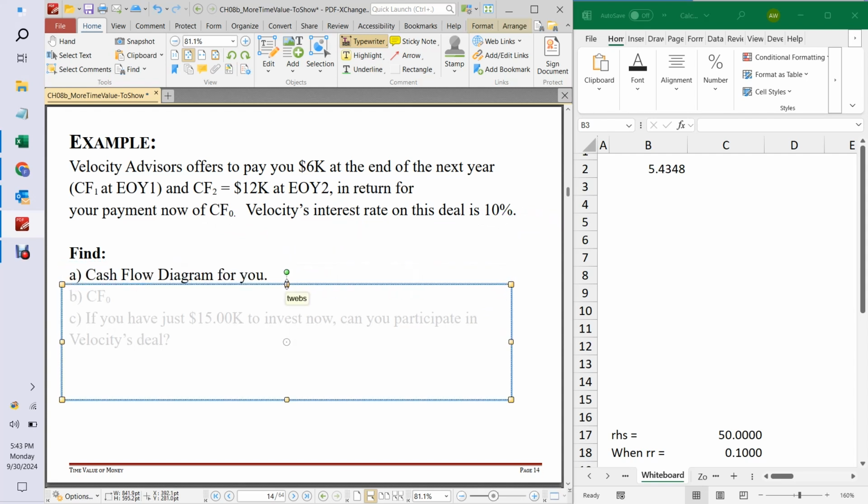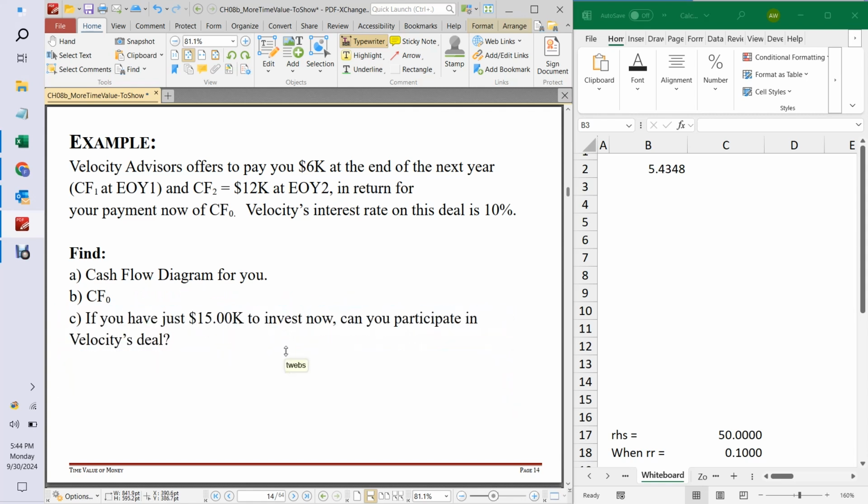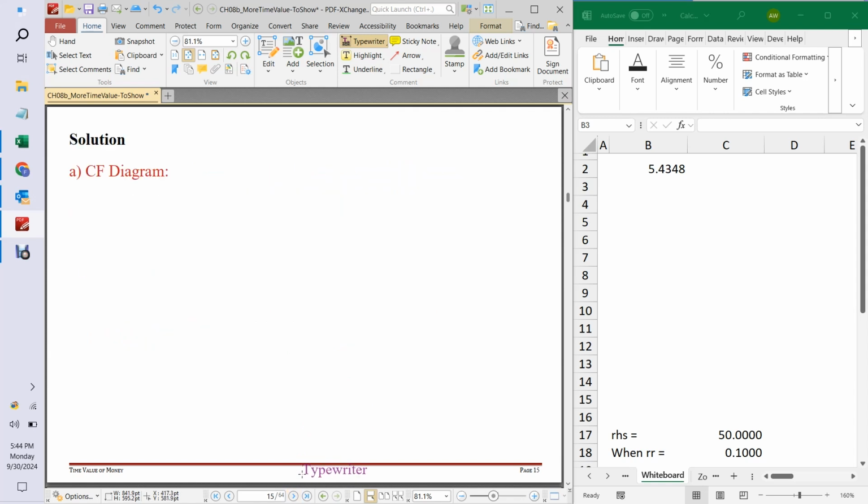First of all, let's do a cash flow diagram for us. And we want to find CF0, the amount that would have to be invested now to get that beautiful $6,000 in a year and $12,000 in 2 years. And then let's answer the compelling question. If we just have $15,000 to invest now, can we participate in this deal? All right, so let's go ahead and take these one at a time.